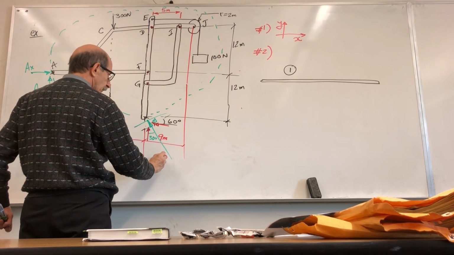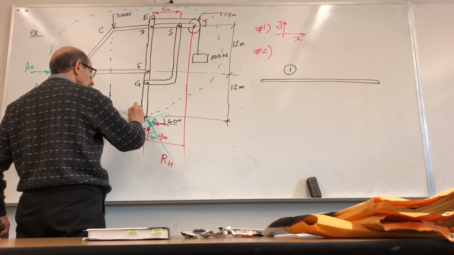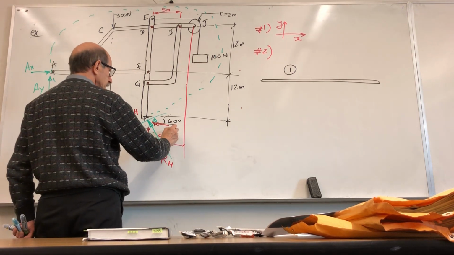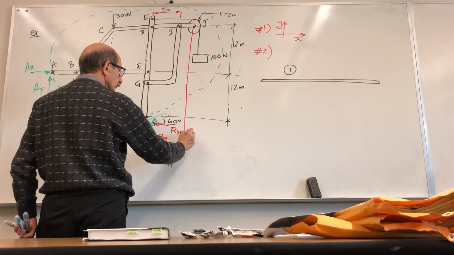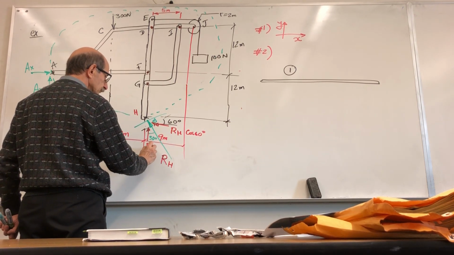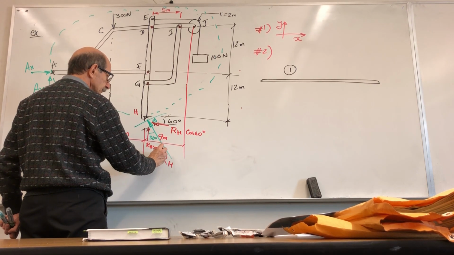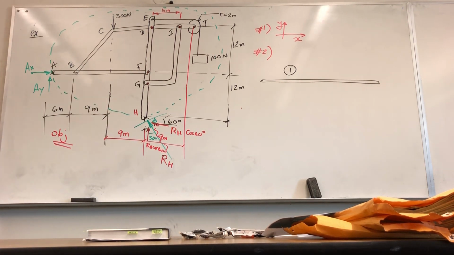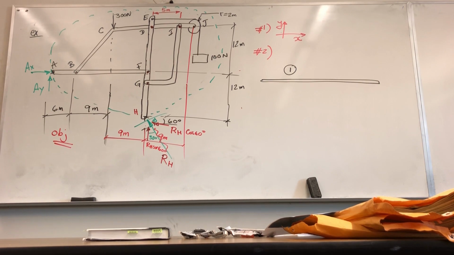If I call this R at H, right, that's what that was labeled. So this would be RH cosine of 60. This is RH sine 60, okay? So that's the free body diagram of the whole structure. Now I'm gonna take things apart.